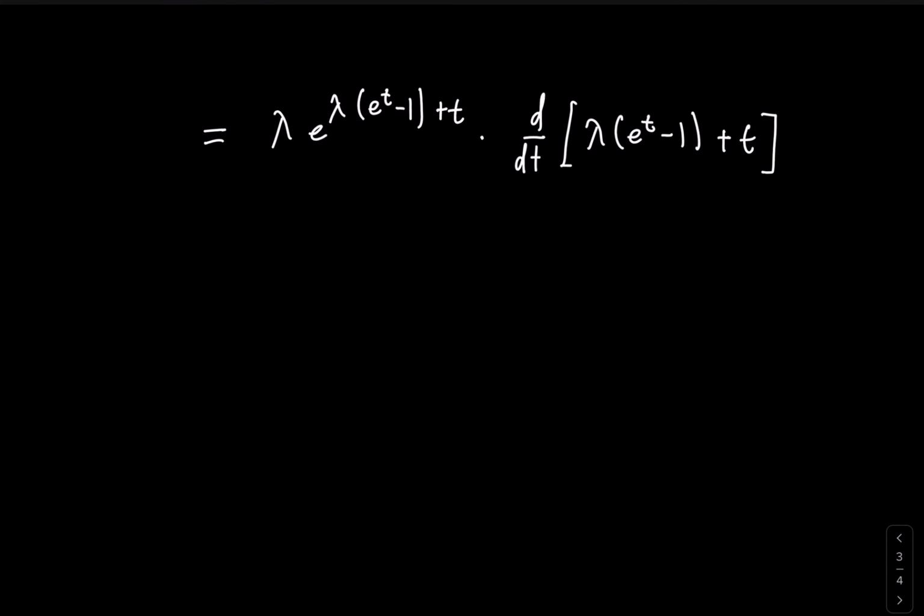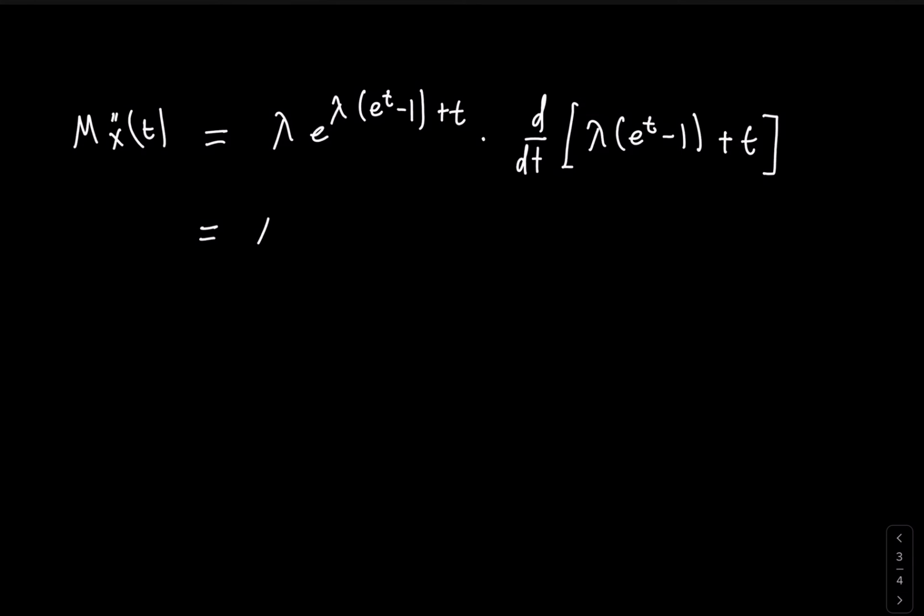Copy that, and we'll go to the next piece of paper. Let me paste that here. So again, this is our second derivative, M double prime of t. We're going to do a little bit of simplification. So this becomes lambda e to the lambda (e to the t minus 1) plus t.